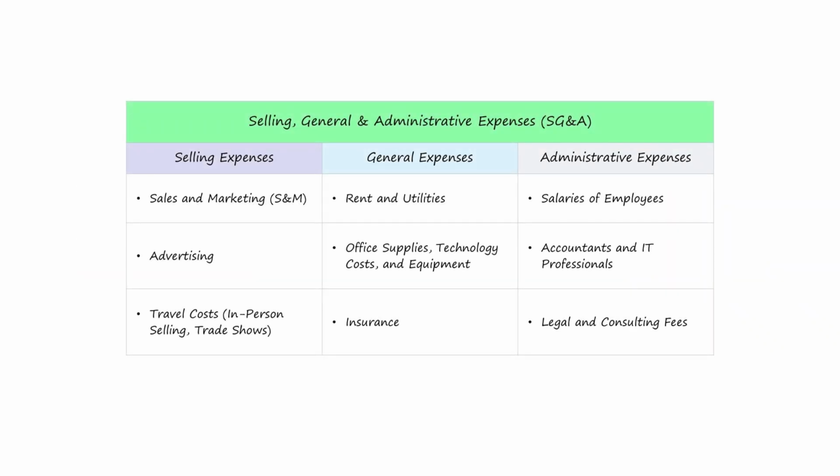Here's a cool chart I found showing what selling, general, and administrative expenses consist of within the broader context of operating expenses. For selling expenses, there are selling and marketing expenses, advertising, and travel costs to go in person selling, trade shows, etc. For general expenses, there's rent and utilities, office supplies, technology if you subscribe to software, and equipment. And there's also insurance. Administrative expenses would be salaries of employees, accountants and IT professionals, and legal and consulting fees.